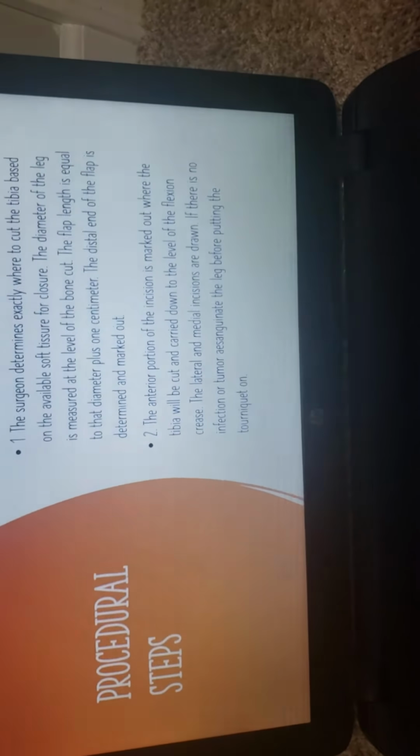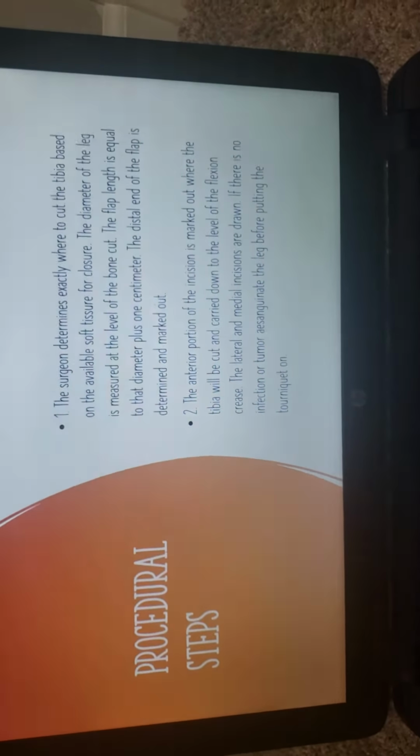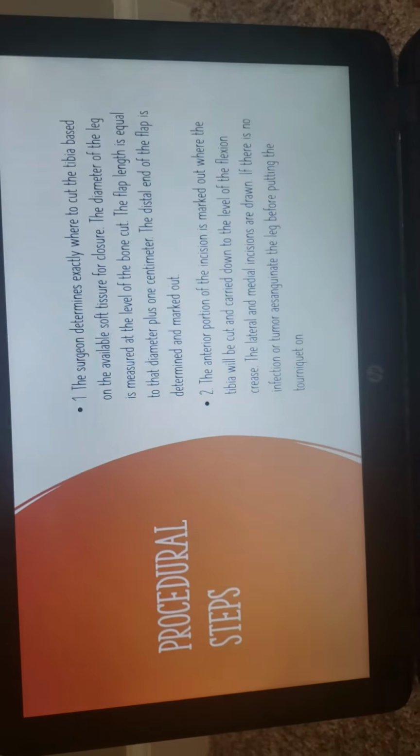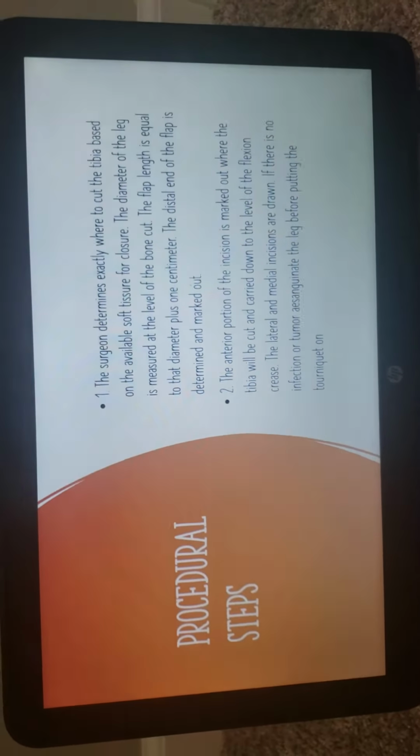Okay, so the first step is the surgeon determines exactly where to cut the tibia based on the available soft tissue for closure. The diameter of the leg is measured at the level of the bone cut. The flap length is equal to that diameter plus 1 centimeter. The distal end of the flap is determined and marked out. The anterior portion of the incision is marked out where the tibia will be cut and carried down to the level of the flexion crease. The lateral and medial incisions are drawn. If there is no infection or tumor, exsanguinate the leg before putting the tourniquet on.